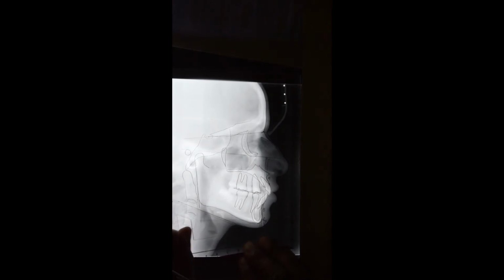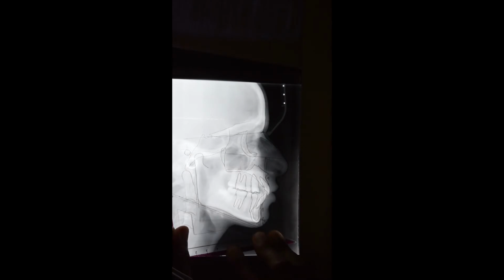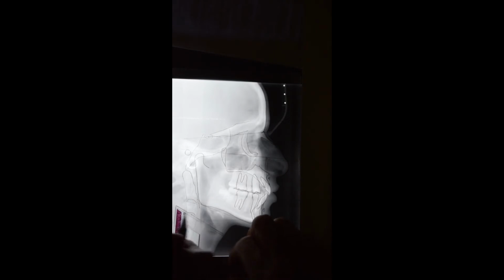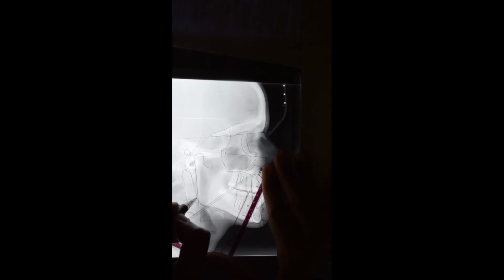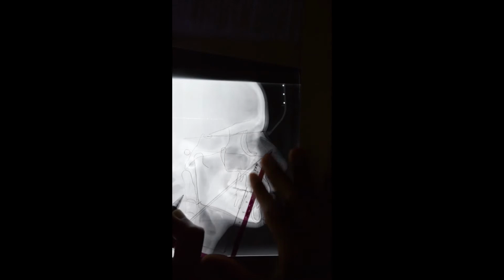Okay, now constructed points are when we join two tangents together. So I will draw one tangent at the posterior border of the ramus and another one at the lower border of the mandible, or the lower border of the body of the mandible. Okay. Where these two lines intersect, over there at the angle of the mandible, the point gonion will form. Right?